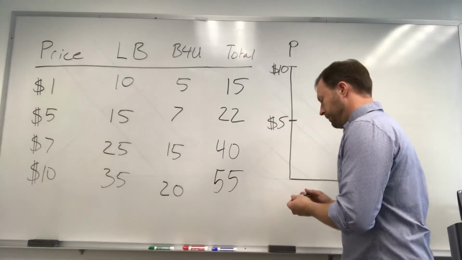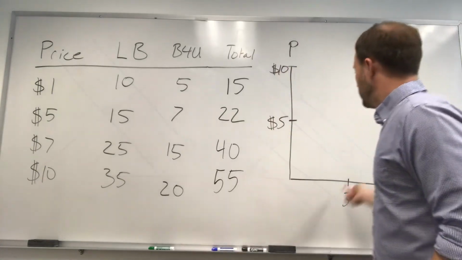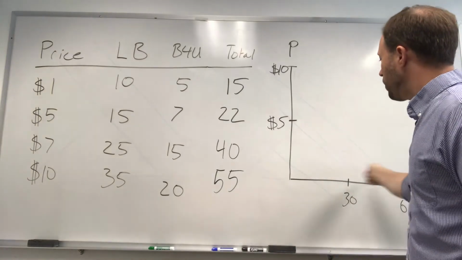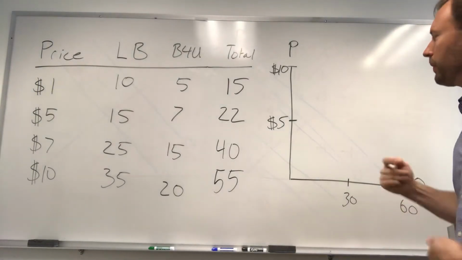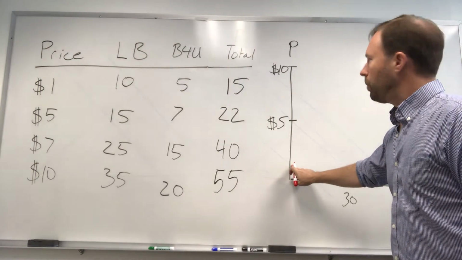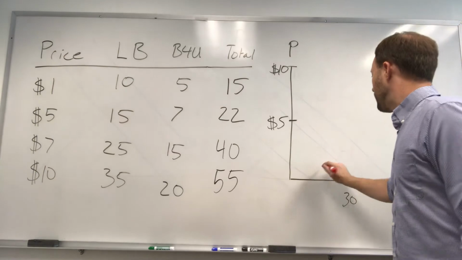And then we simply take these points, we put them on the graph, our price quantity graph, and that will give us the supply curve. So at a price of $1, which is about here, we have quantity supplied of 15, which is going to be about there on the graph.